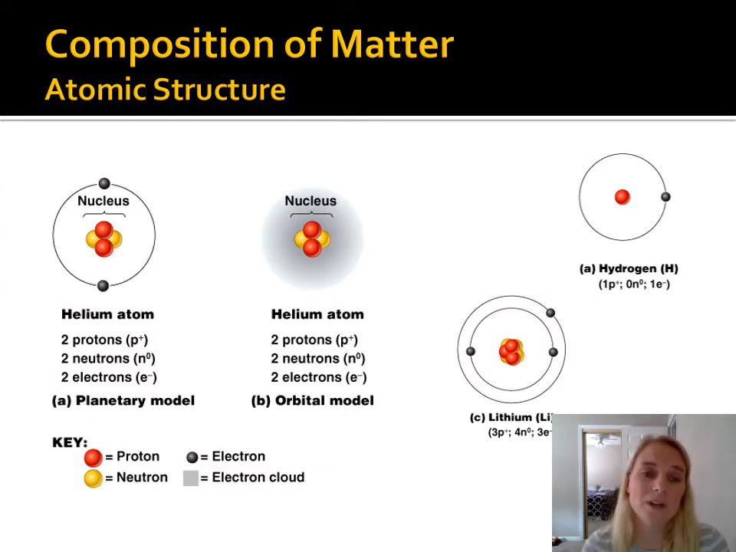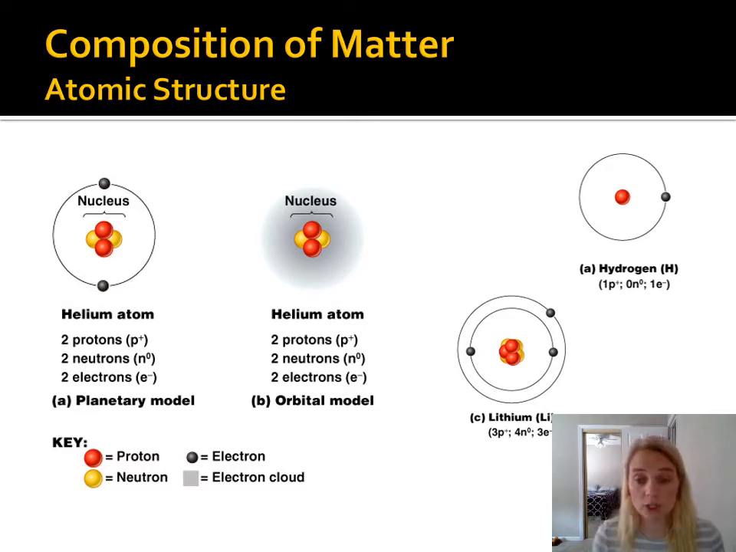So we're going to take a look at what an atom is. Each one of those elements is represented by a particular atom. Atoms have 3 major parts: protons, neutrons, and electrons. These are called subatomic particles.